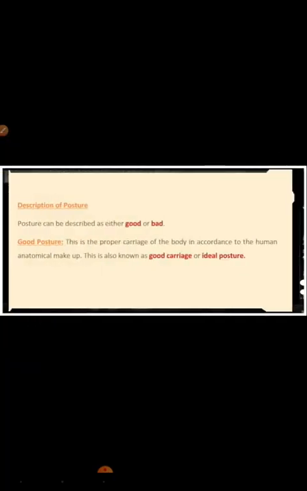Now we move to the next one, that is the description of posture. Posture can be described as either good or bad. That is, we have two types of posture, the good posture and the bad posture. Good posture is the proper carriage of the body in accordance with the human anatomical makeup. This is known as good carriage or ideal carriage. That is, when you are carrying the body in the proper anatomical way, that is when it is said to be a good posture.